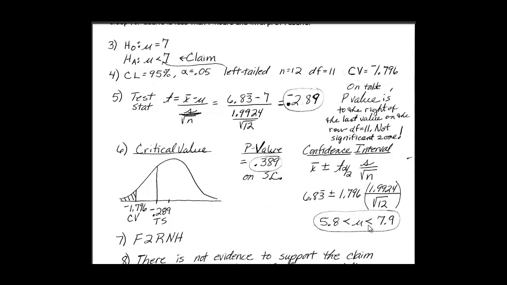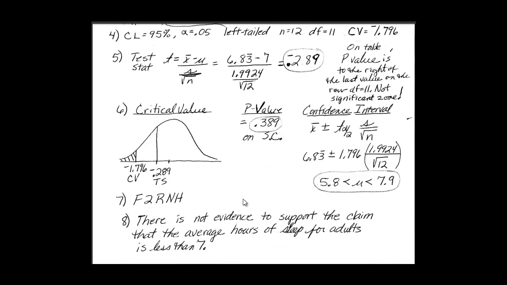We can't possibly reject the null hypothesis, which states that the mu is equal to 7, when 7 actually falls in our confidence interval. So all three of our methods support the decision to fail to reject the null hypothesis. There is not evidence to support the claim that the average hours of sleep for adults is less than 7.